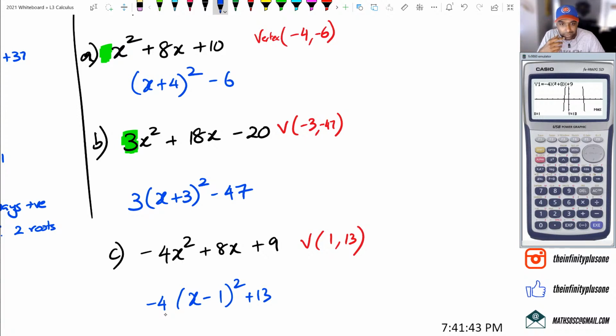Works. I think that's you guys sorted for completing the square, guys. So Joseph, hopefully you picked that up, man. We'll move on, guys. We'll go to the actual exam questions now. Where are we up to? We're up to 2C now.